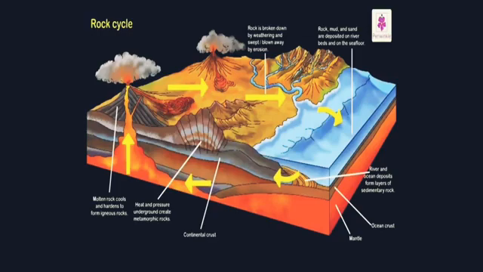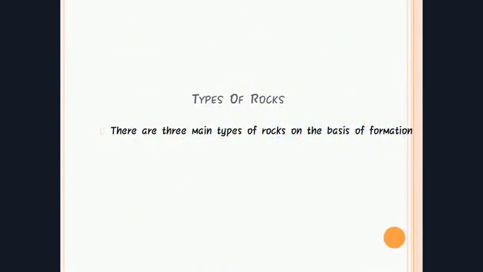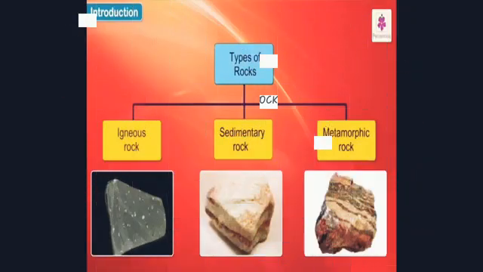As shown in the picture, there are three main types of rocks. These rock types are part of a slow cycle of matter called the rock cycle. There are three main types of rocks on the basis of formation. These types are igneous rocks, sedimentary rocks, and metamorphic rocks.